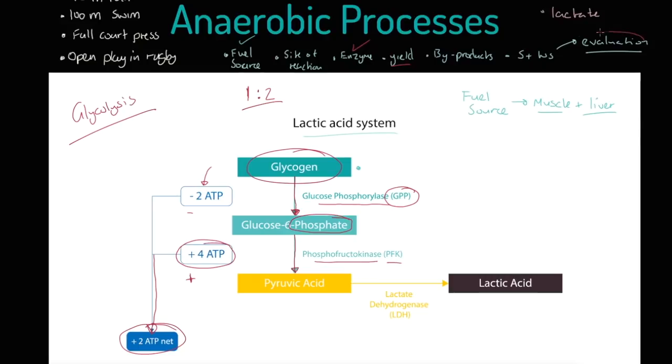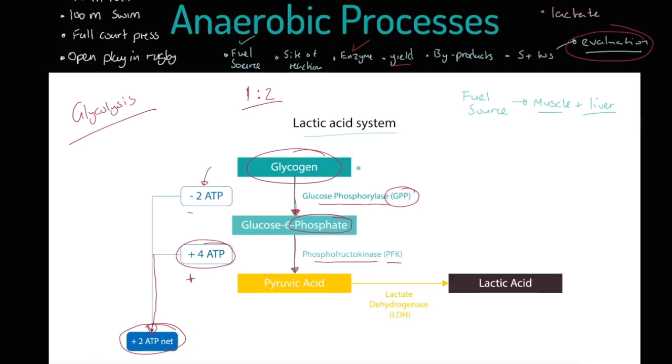So come back to the evaluation. Is this an efficient system at resynthesizing ATP? No, the anaerobic systems are inefficient. That is why they're temporary. In this case, probably a maximum of 3 minutes, more typically around a minute of really high intensity work. So 1 to 2.